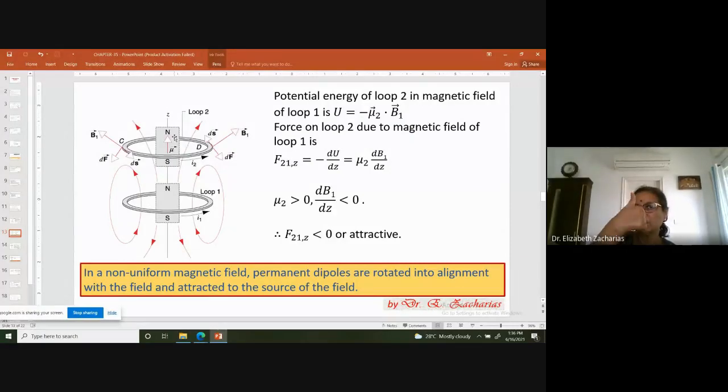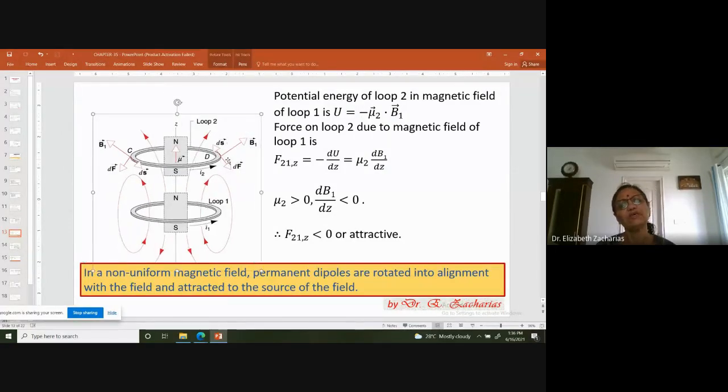So this you are doing from the right hand rule. Turn your fingers in the direction of the current and look at the direction of the thumb. So you can see that there are two bar magnets. These two loops behave like two bar magnets with opposite poles close to each other. So obviously there is going to be an attraction.